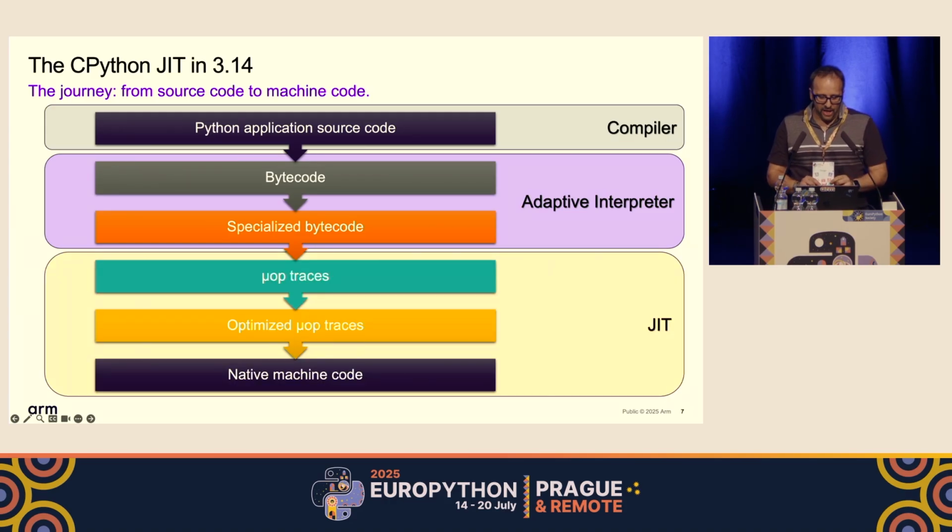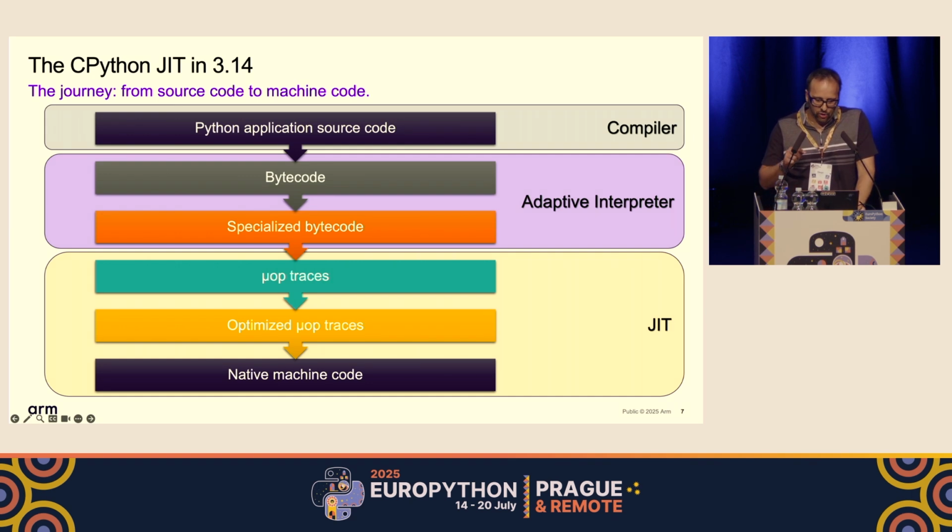Then, when a loop becomes hot enough, CPython lowers the specialized bytecode into micro operations. These are low-level fixed-purpose instructions designed for easier optimization. The next step is to take these traces of micro-ops and apply further simplifications to produce an optimized micro-op trace.